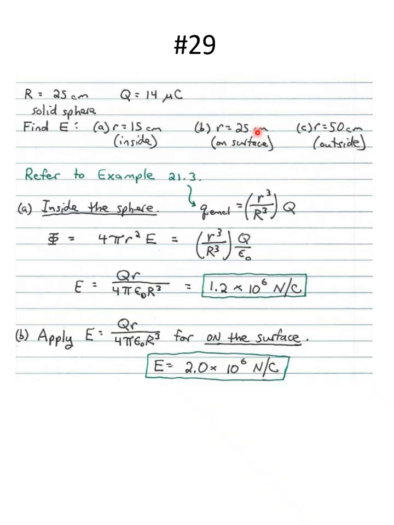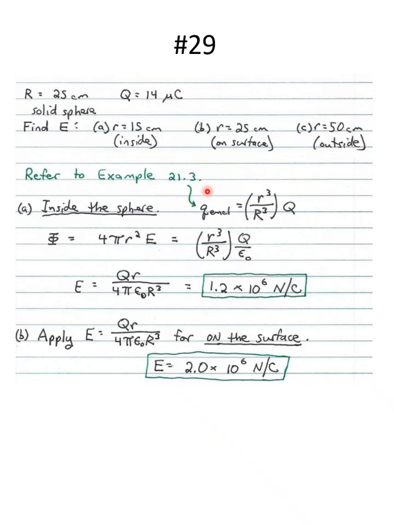So with a radius of 25 centimeters, part A, 15 centimeters, that's inside the sphere. Part B, 25 centimeters, that's on the surface of the sphere. And part C, 50 centimeters, is going to be outside the sphere. So let's look at part A, the condition where we're inside the sphere, at a position where some of the charge is within where we're at, within that 15 centimeters, yet some of the charge is still beyond it.